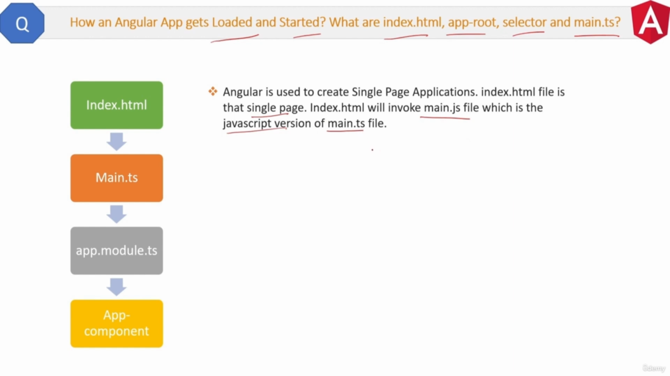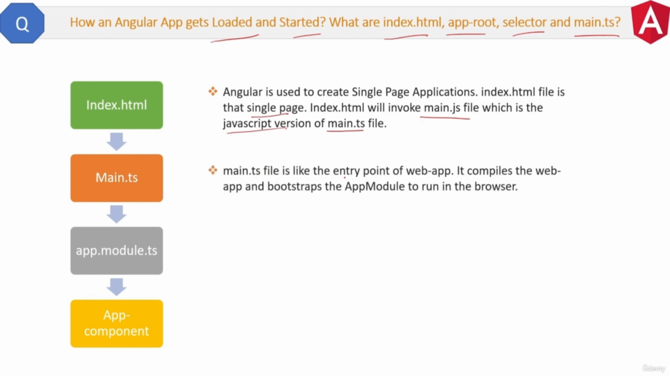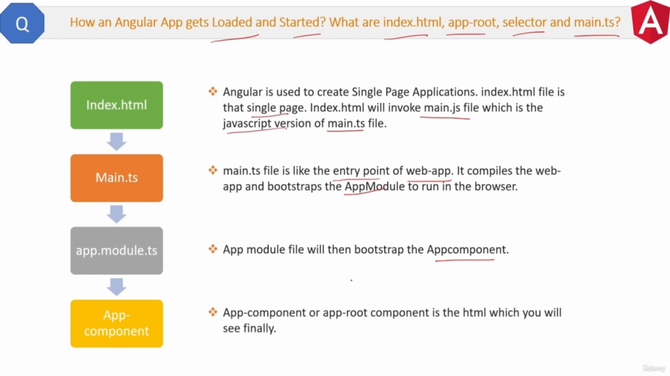So what is the main.ts file? Like every other application, the main.ts file is the entry point of the web app. It compiles the web app and bootstraps the app module to run in the browser. Then the app module will bootstrap the app component. And then the app component, or app root component, is the HTML which you will finally see in your browser. So this is the theoretical answer and you have to remember the sequence.